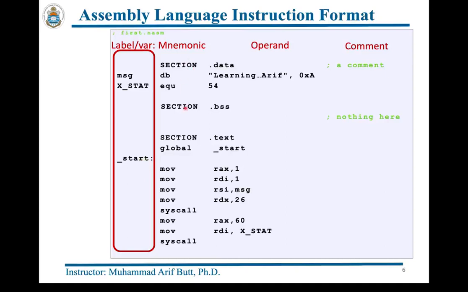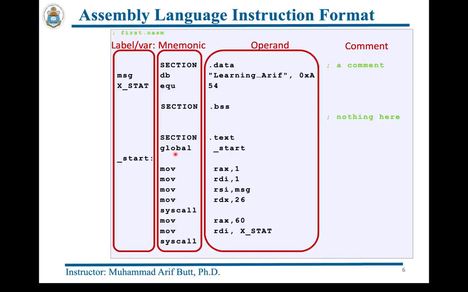Then we have the mnemonics, which can be an assembly instruction like the mov and the syscall over here. It can be a pseudo instruction like this db or equ, and it can be an assembler directive like this section and this global over here.